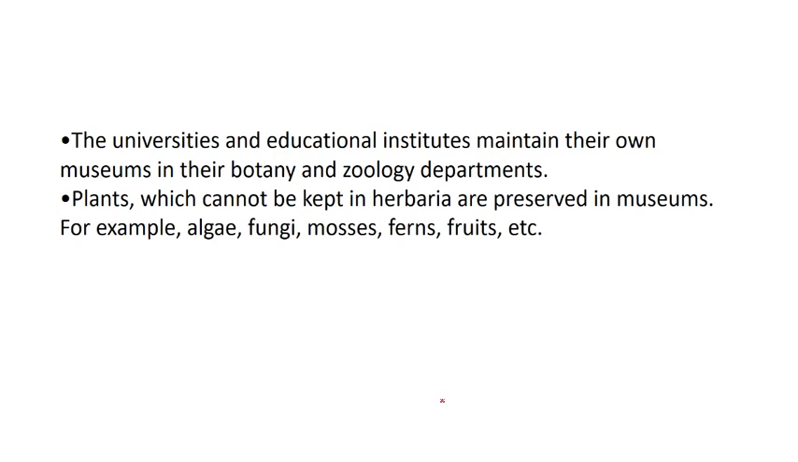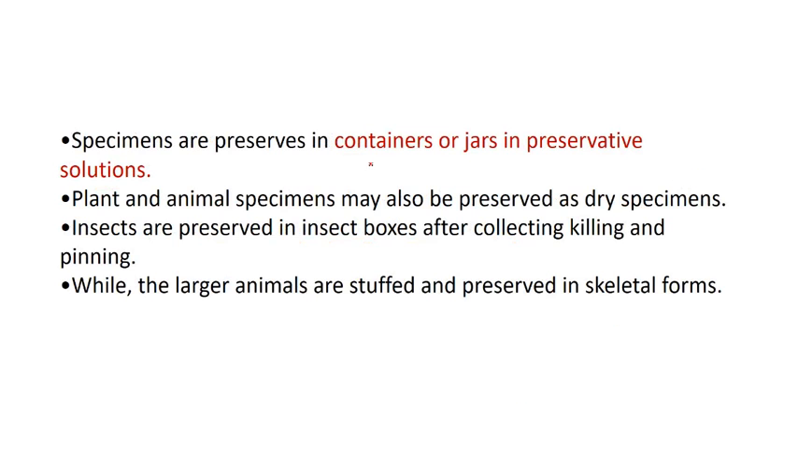The universities and educational institutes maintain their own museums in their botany and zoology departments. You must have seen that. Plants which cannot be kept in herbaria are preserved in museums. For example, algae, fungi, mosses, ferns and fruits require special maintenance, so they cannot be preserved in herbaria, so they are kept in museums. Now, specimens are preserved in containers or jars in preservative solutions or as dry samples.